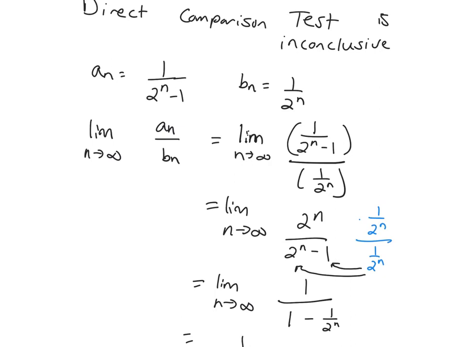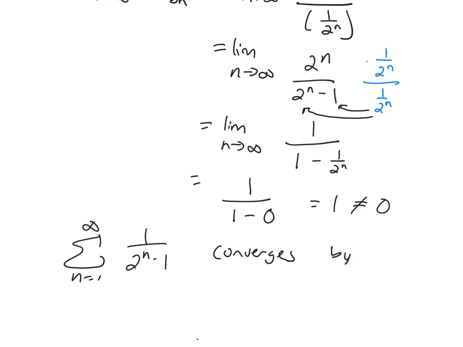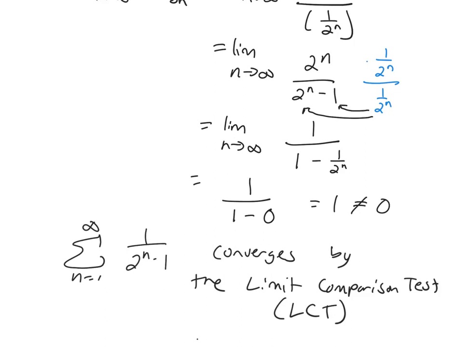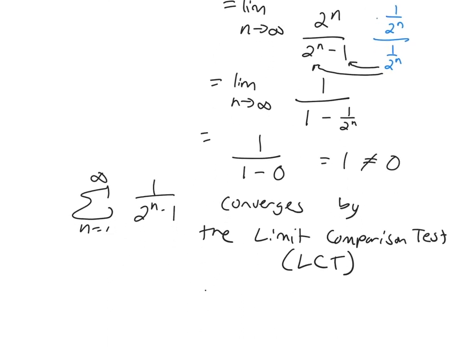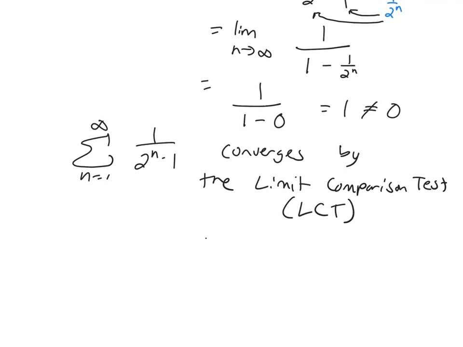Okay. All right. So my original series, n equals 1 to infinity, 1 over 2 to the n minus 1, converges by the limit comparison test. Can you shorten it to just LCT? Yep, LCT. That's fine, as long as you're using the same acronyms, I know what you're talking about. You're not making up some other name, then that's fine.